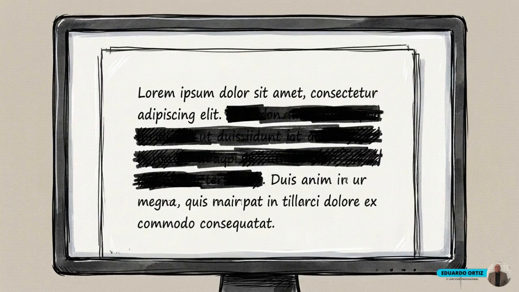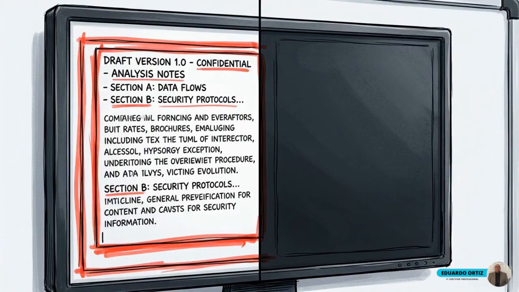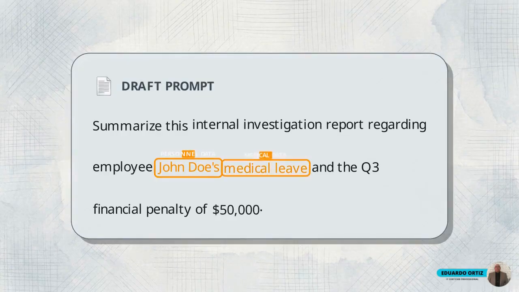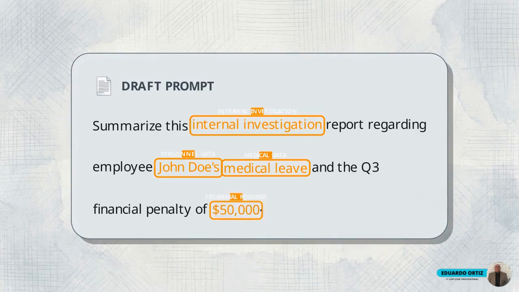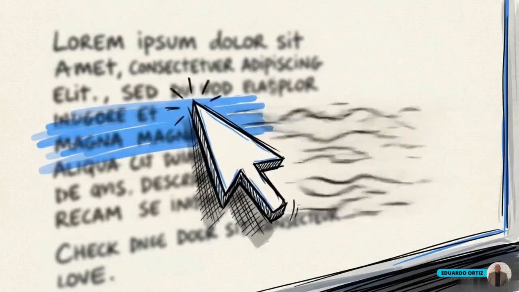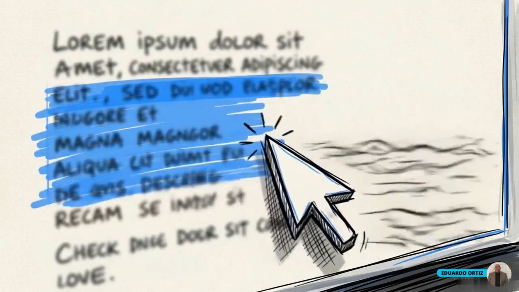Look at this risky draft prompt, asking the AI to summarize an internal investigation regarding John Doe's medical leave and a $50,000 penalty. This draft hits multiple forbidden categories at once: a specific employee name, protected medical leave, an internal investigation, and exact financial figures. To sanitize it, you physically remove the sensitive data points from your text block before submitting the request.